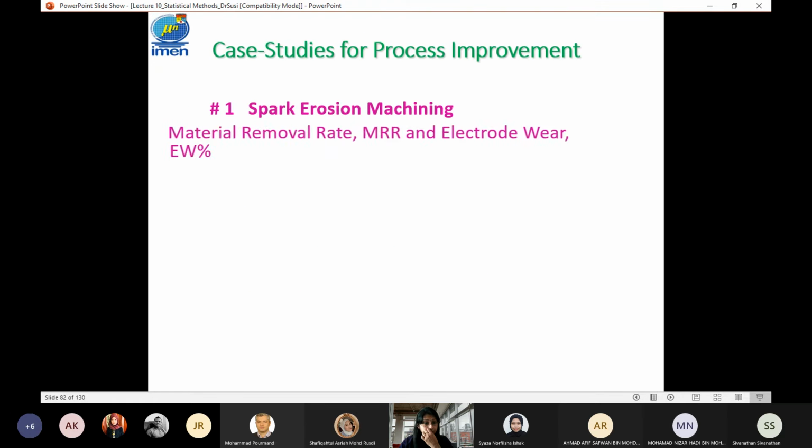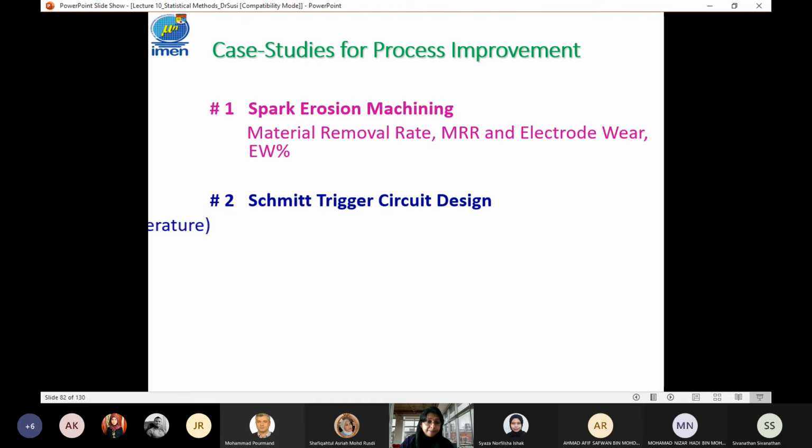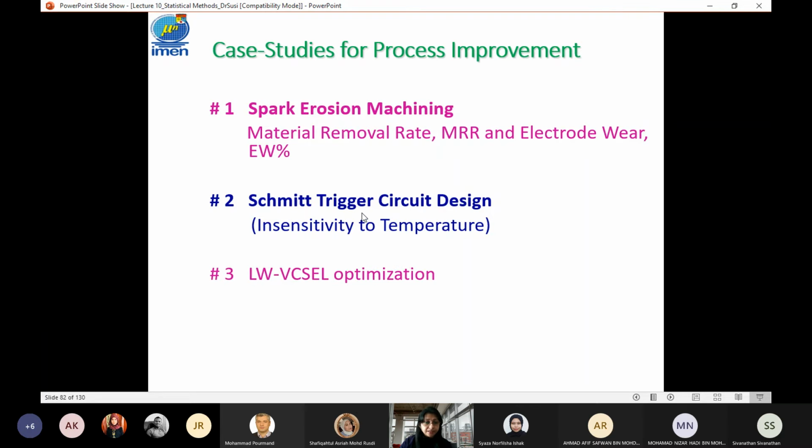Okay, so we will look at examples: spark erosion machining and Schmitt trigger circuit design, and the third one is from my own work, a weak cell optimization. The last one is actually given by Minitab, but I just realized that you can't get the example from the trial version, but I'll show you from my older version of Minitab how you can get this golf ball optimization.